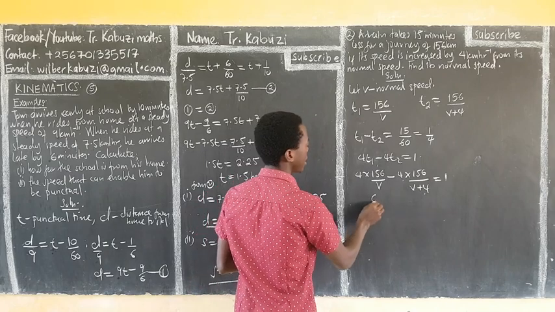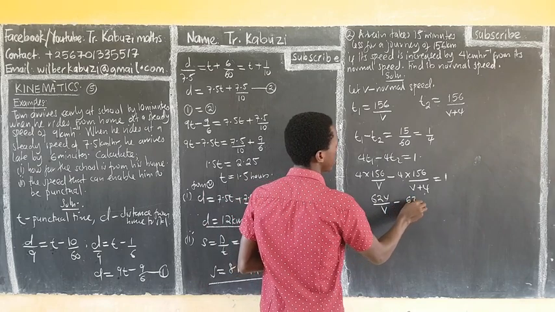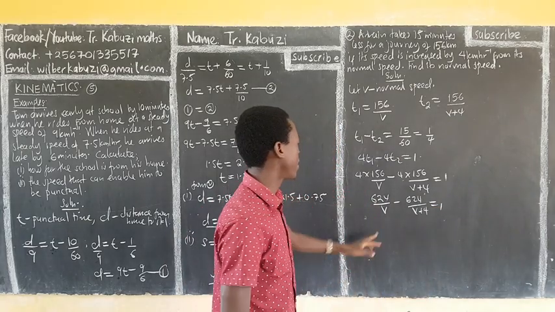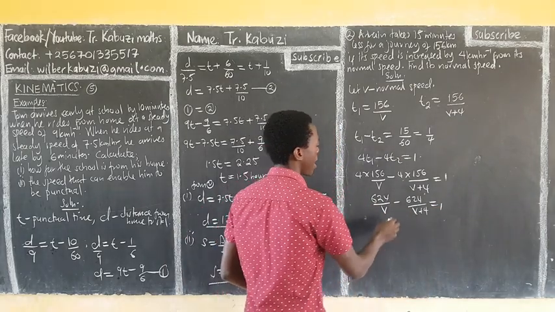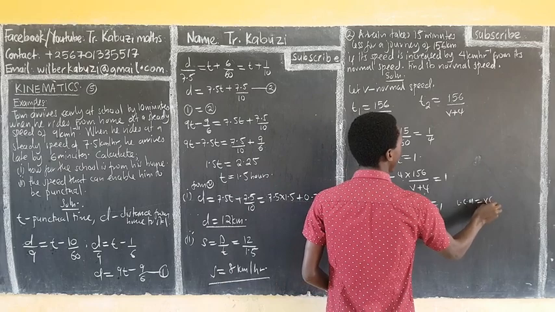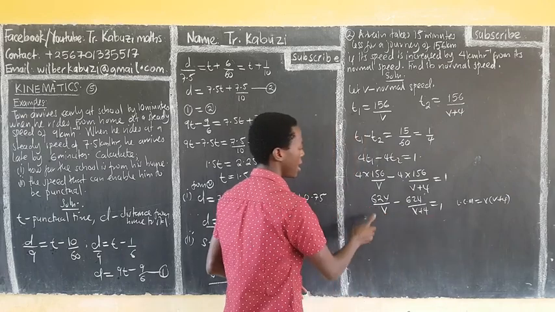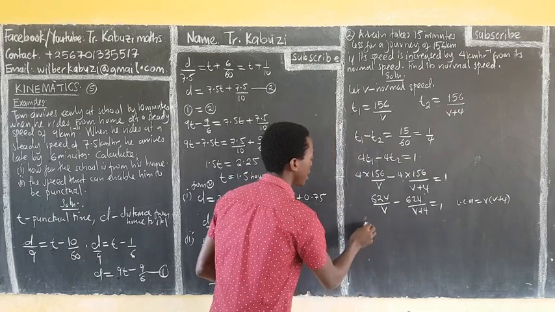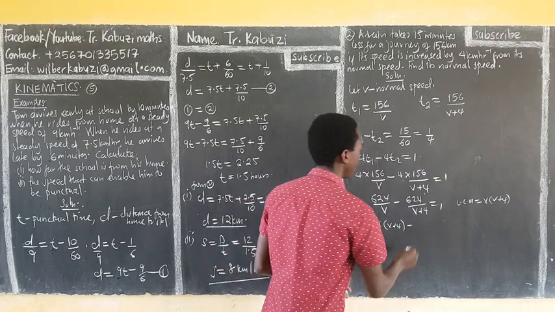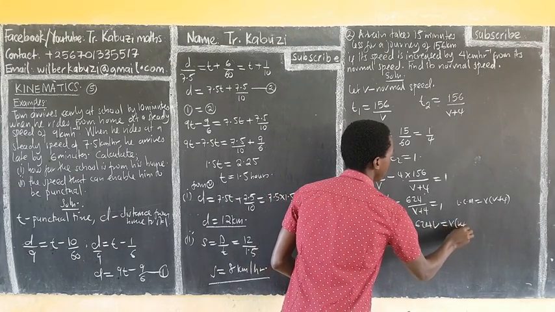So when you simplify there, here I get 624 over V, then minus 624 over V plus 4 equals 1. So we multiply by the LCM, cross multiply. Our LCM is going to be V into V plus 4. So I multiply here by the LCM: 624 times V plus 4, then minus 624 V, equal to V into V plus 4.